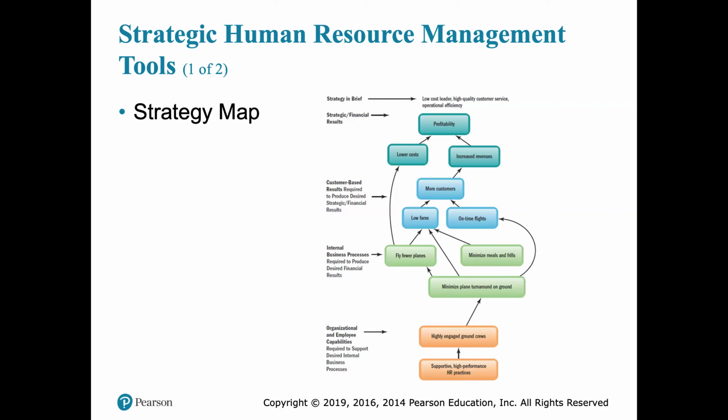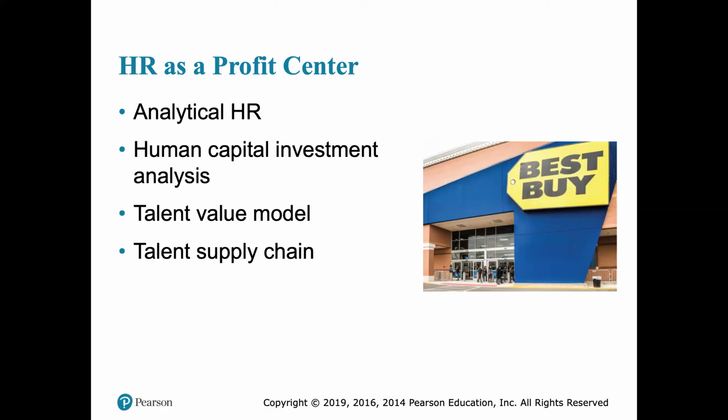Organizational and employee capabilities are required to support the desired internal business processes. So this was an example of an airline that wants to achieve higher profitability, wants to be the low-cost leader and be efficient and so forth. So at the bottom, you have to have a highly engaged crew, or in this case, they talk about the ground crew, and supportive high-performance human resources practices.